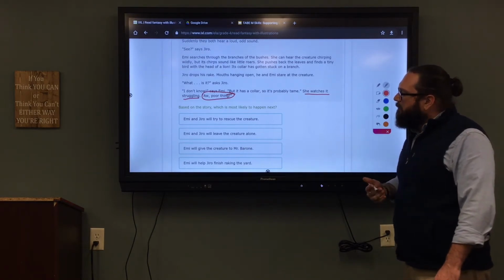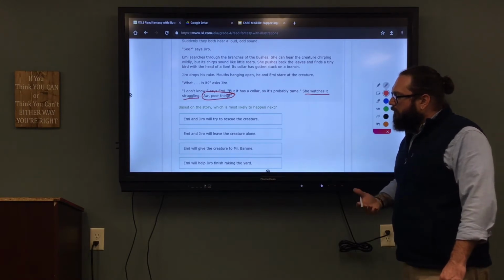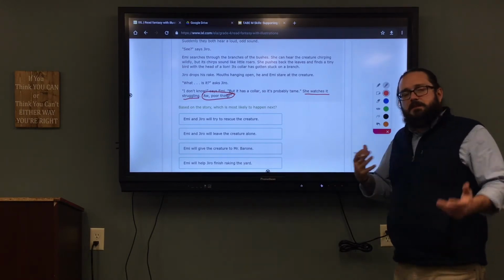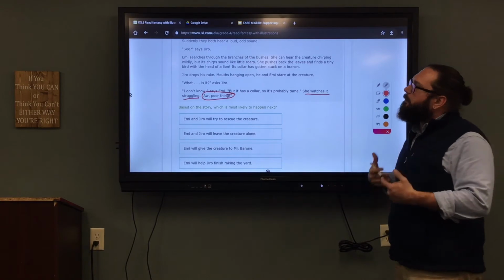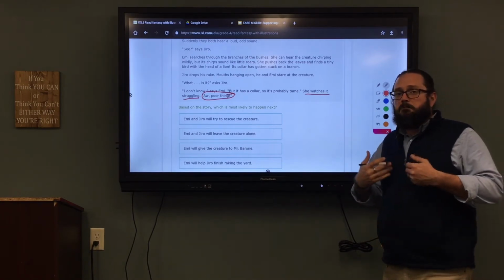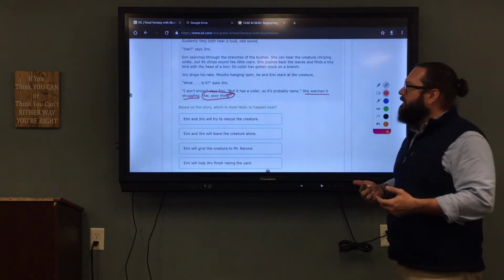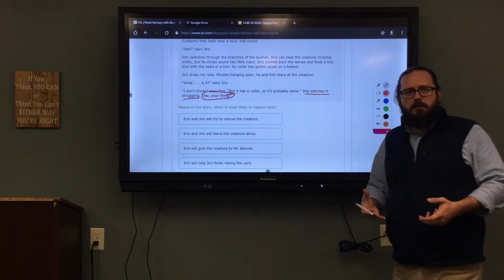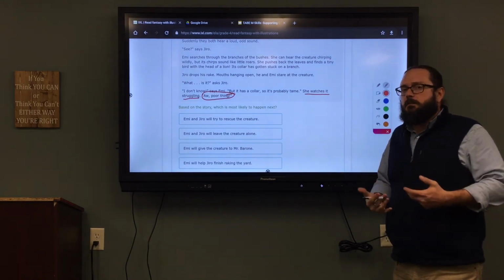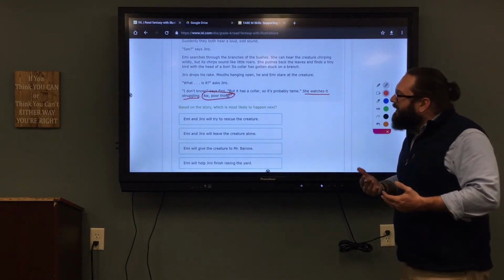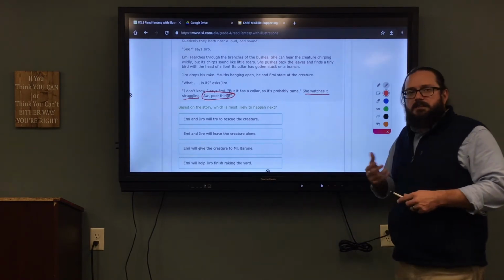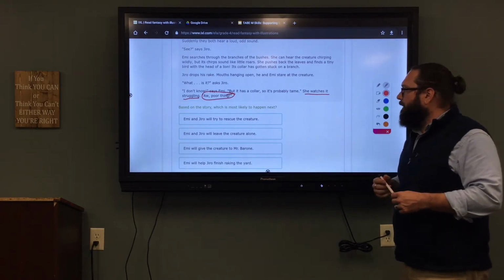The next option, Emmy and Jiro will leave the creature alone. Well, at this point, we have some evidence that could lead us to think that, because they don't know what the creature is. They're shocked. They're dealing with something unknown. So, leaving the creature alone is also a potential option.